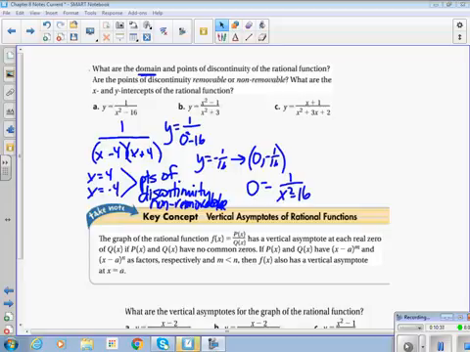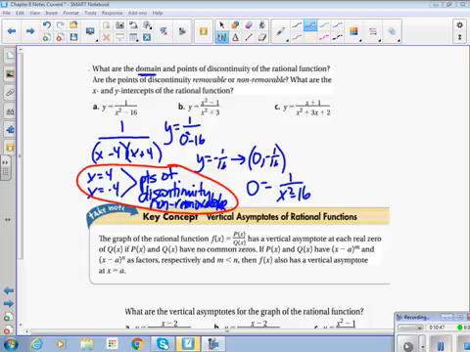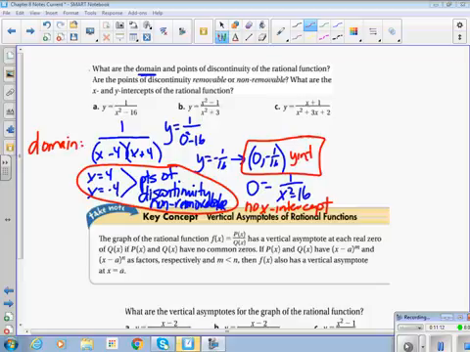So let's put this together. Here are the points of discontinuity. Here is the y-intercept. There is no x-intercept. And now we are only missing the domain. So the domain is all real numbers except x equals plus and minus 4.